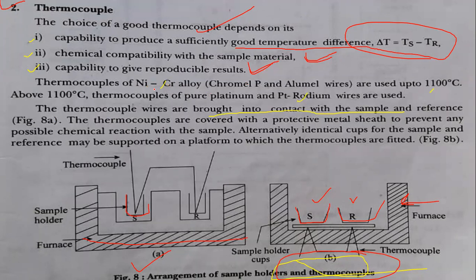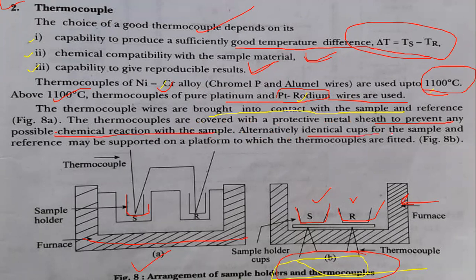Okay, this is one more condition. Thermocouples of nickel chromium alloy or chromel are used up to, how far can we use nickel chromium alloy, up to 1100 degrees Celsius. And above 1100 degrees Celsius we use pure platinum and platinum rhodium wires. The thermocouple wires are brought in contact with the sample and the reference from the top side, with a protective metal layer on it to prevent any chemical reaction with the sample or the reference material.